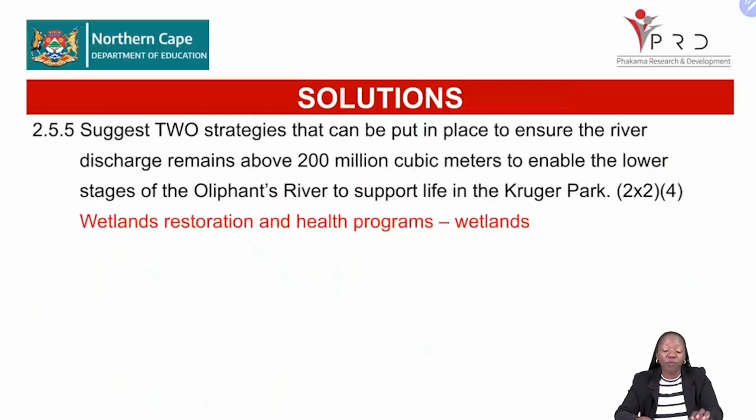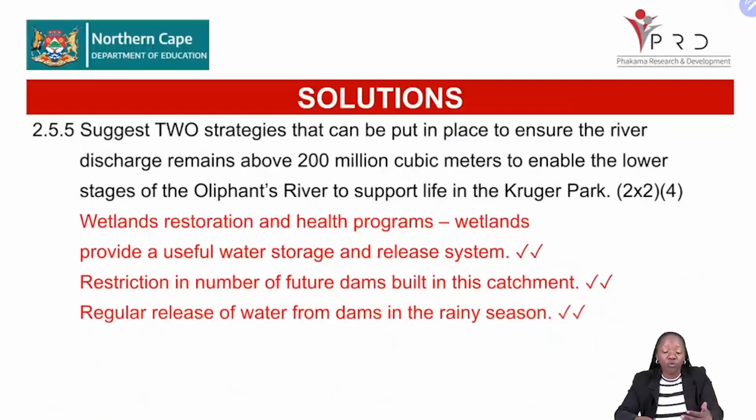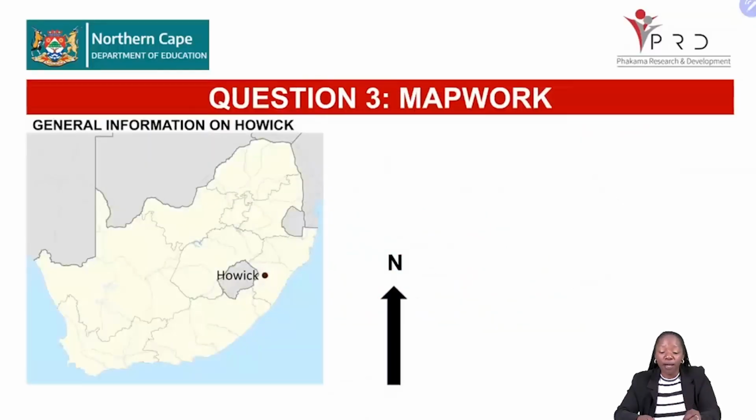We're talking about the wetlands restoration as well as the health programs in the wetlands. Then we're also talking about providing a useful waste storage as well as the release system. And then the restriction in number in the future of dams built in this catchment area. And also we're looking at the regular release of water from the dam in the rainy season. So any 2x2. Then we're coming to our question 3, which is our section B.